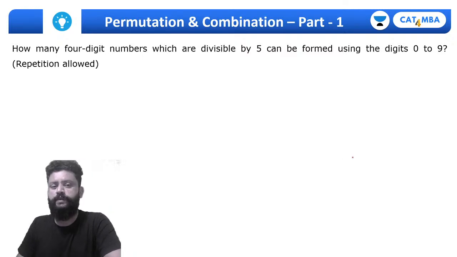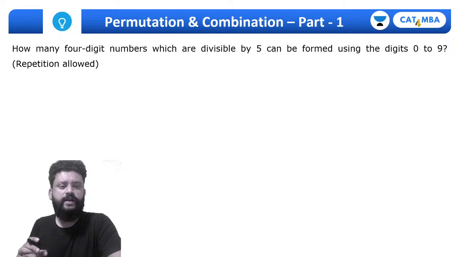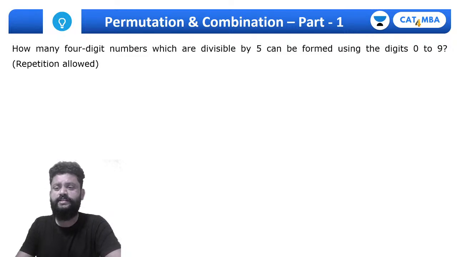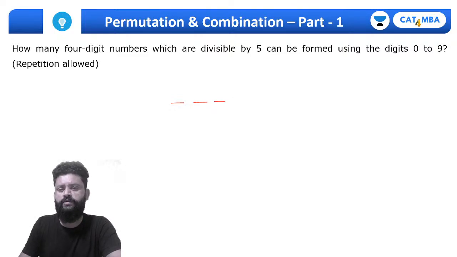How many 4-digit numbers which are divisible by 5 can be formed using the digits 0 to 9? The repetition is allowed. So अभी हमें 4-digit number बनाना है and which are divisible by 5 can be formed using the digits 0 to 9. So for numbers which are divisible by 5, repetition is allowed. We need to form a 4-digit number. So the last digit of a number can be 0 or 5.